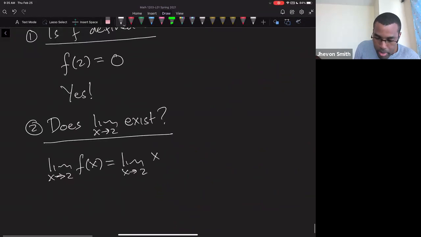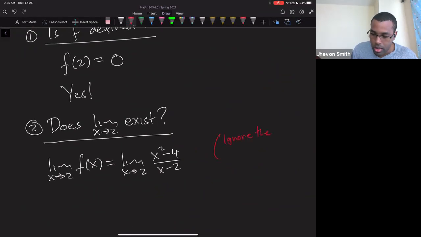So when I'm taking the limit, this is the limit I'm concerned with. Note, ignore the x equals 2 part of the function. The limit, don't care. Honey badger. It's not a mathematical term.